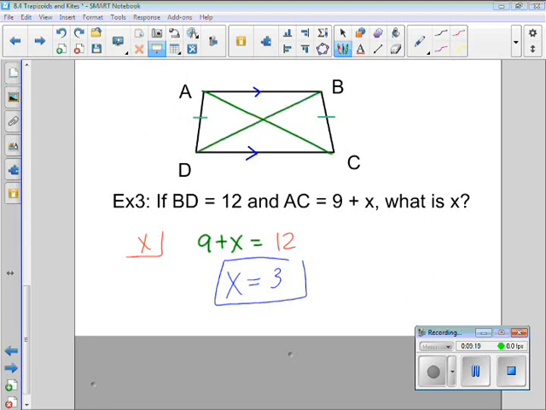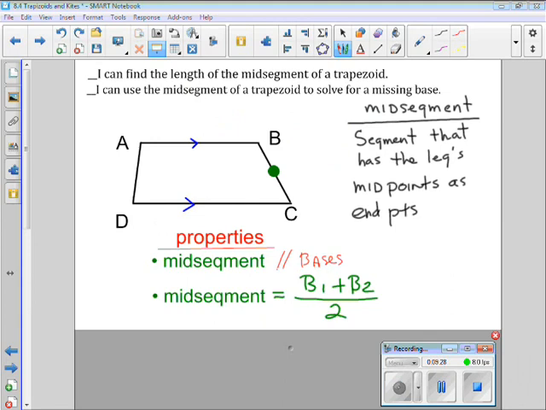So they come down like this. And so each one of those is exactly the same length. So if one is 9 plus x and the other one's 12, they're going to equal each other. All right, let's move on.